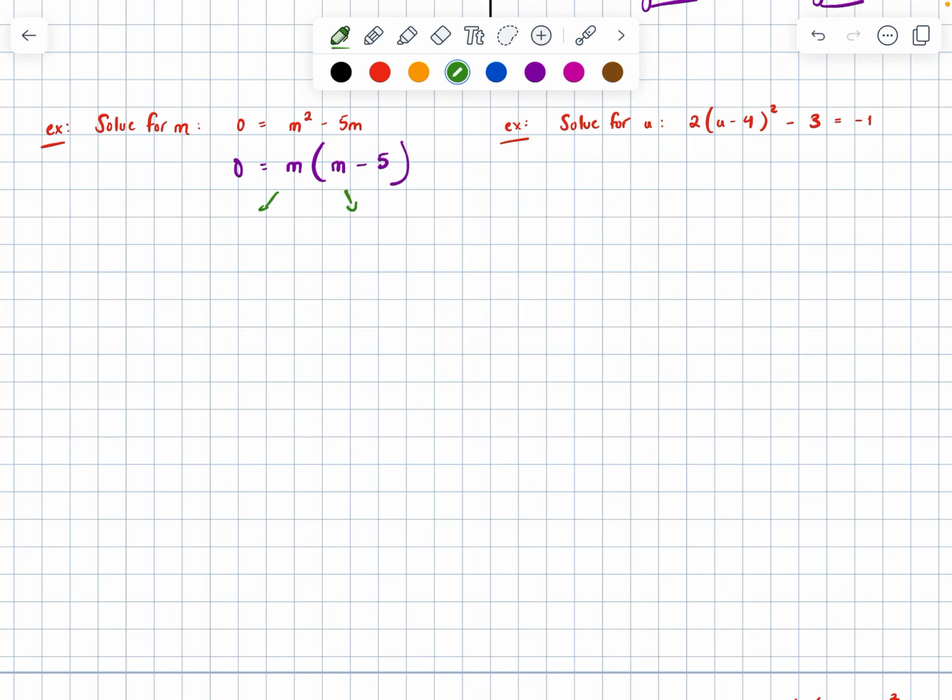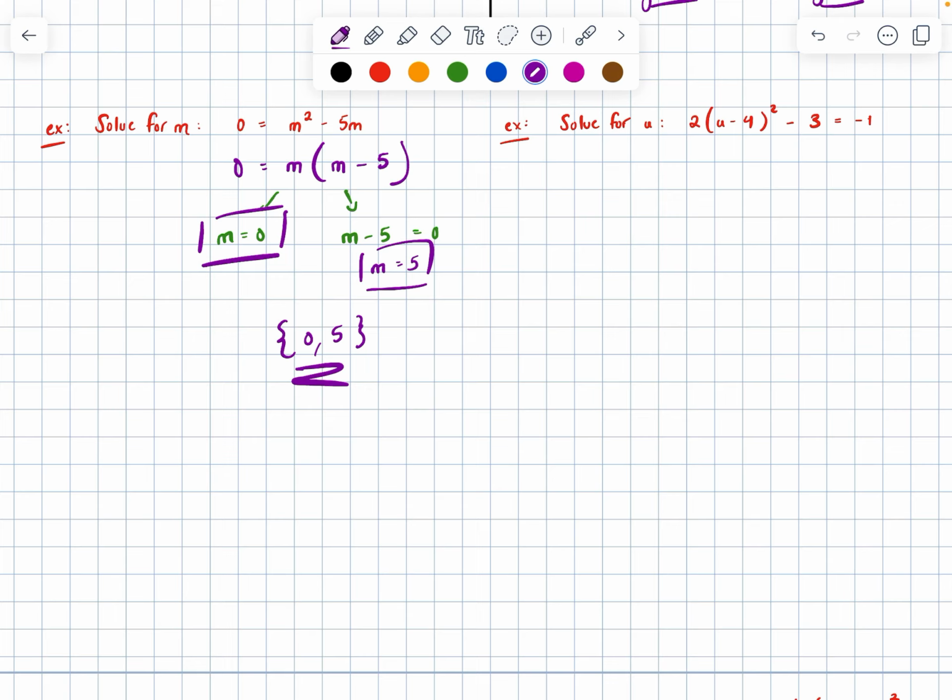Now by the 0 property, since I've fully factored, if they multiply to 0, then one of them must be 0. So either the m is my 0 or the m minus 5 is my 0. If m equals 0, m equals 0. If m minus 5 equals 0, adding 5 to both sides, m is equal to positive 5. Now I can also be really annoying if I want. In my set builder notation, 0 is smaller than 5, so I could also express my solution set like so.